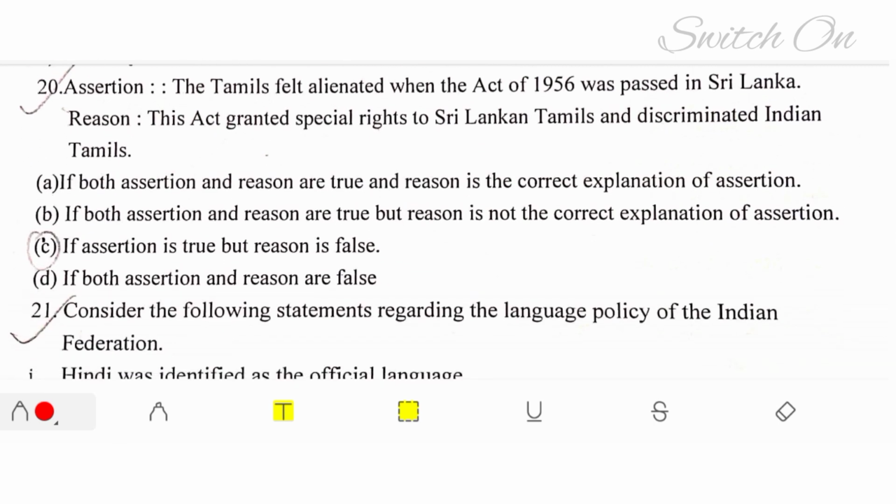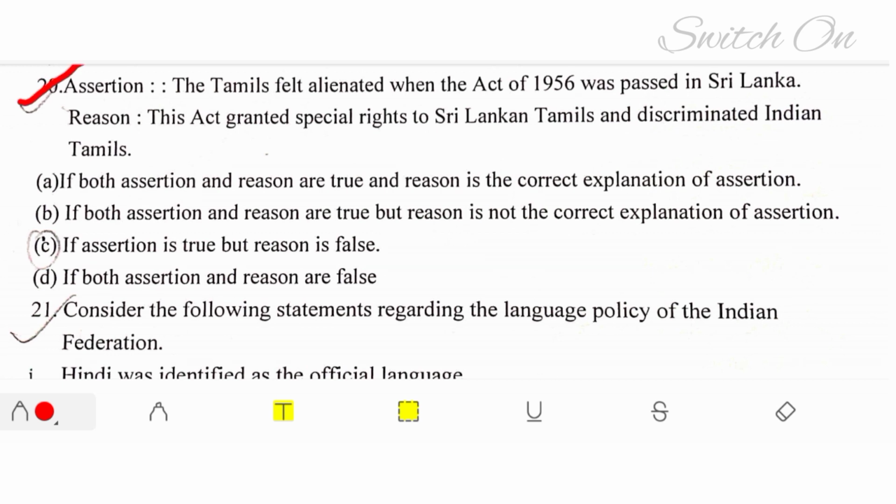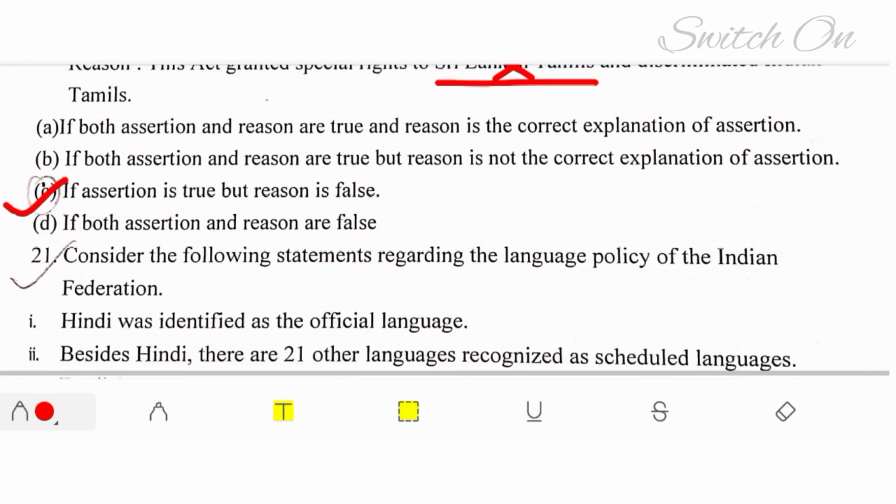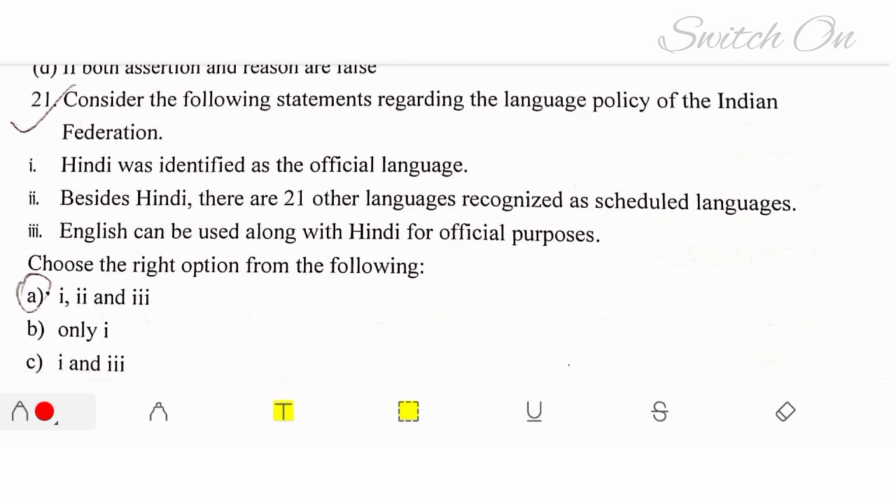Question number 20. Assertion and reason. Assertion. The Tamils felt alienated when the Act of 1956 was passed in Sri Lanka. Reason. This act guaranteed special rights to Sri Lankan Tamils. So this reason is false. So option C. Assertion is true and reason is false.